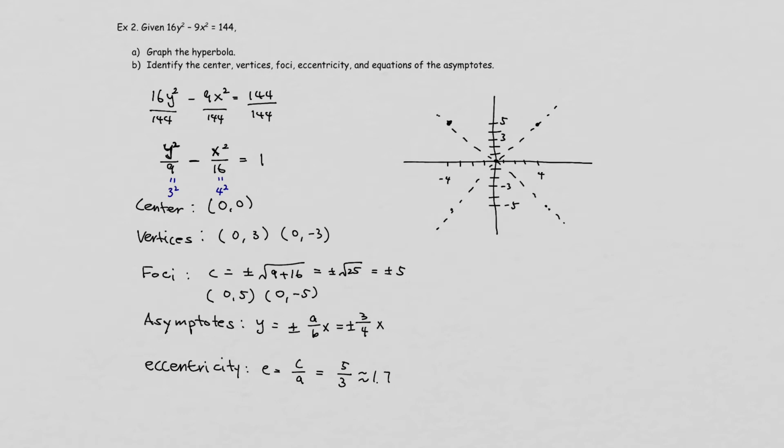And then your graph, vertex start from (0, 3) and (0, -3), going toward asymptotes but never touch. And your focus points are going to be (0, 5) and (0, -5). And that's the graph for example 2.